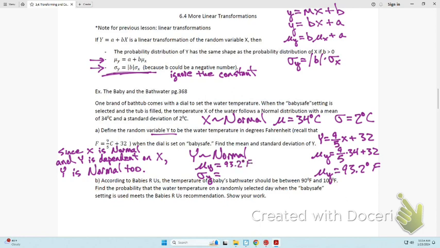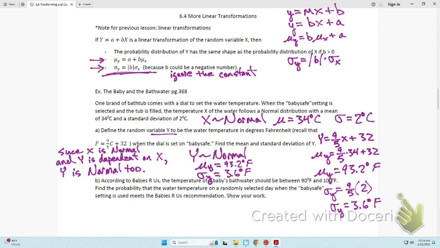For standard deviation, we're just going to multiply 9/5 times the standard deviation of x. So what was that? 2. So standard deviation is 18/5, or 18 over 5, or 3.6 degrees Fahrenheit. And we have defined the distribution of y.